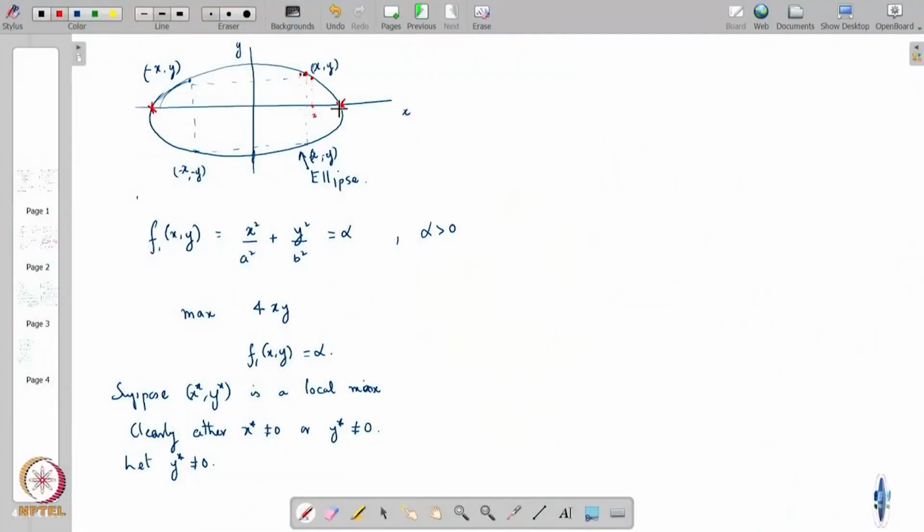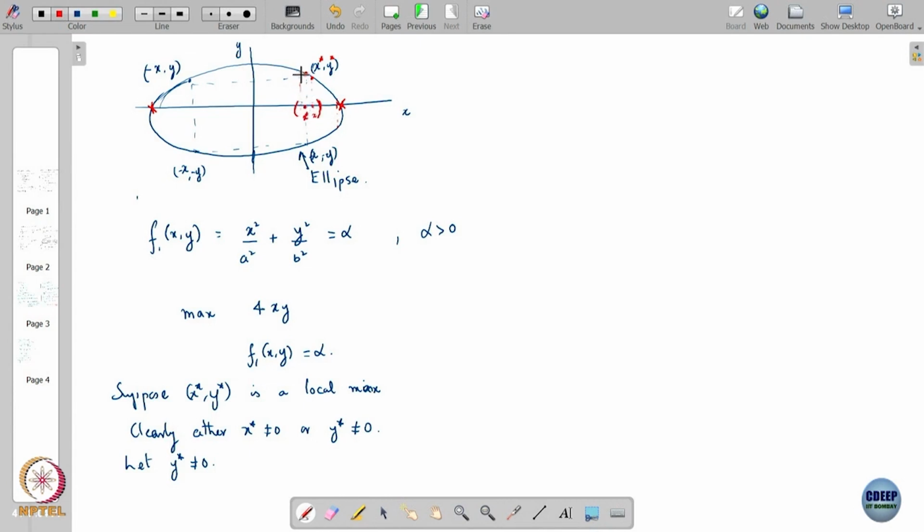Now, I cannot do that at this sort of point, because here, if I tell you an x, there are two possible y's, a y above and a y below. But here, near the point (x star, y star) that I am considering, I can solve for a y uniquely in terms of x on the ellipse. Let me explain this a little more slowly. Suppose this is my point (x star, y star), and I look in the neighborhood of x star.